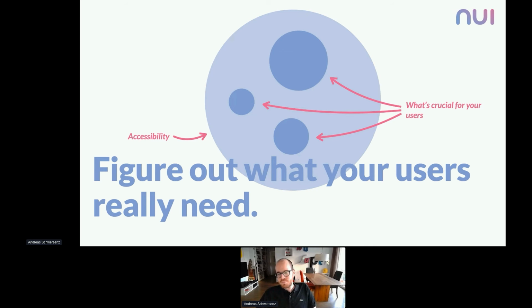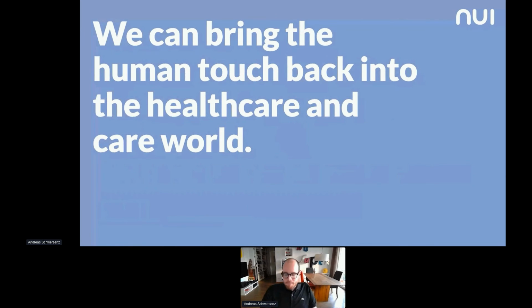If you don't do that, then technology, instead of becoming an enabler, just becomes another blocker to inclusion. And one thing that's also super important to me personally is that with digital solutions, we can bring that human touch back into healthcare and into care.